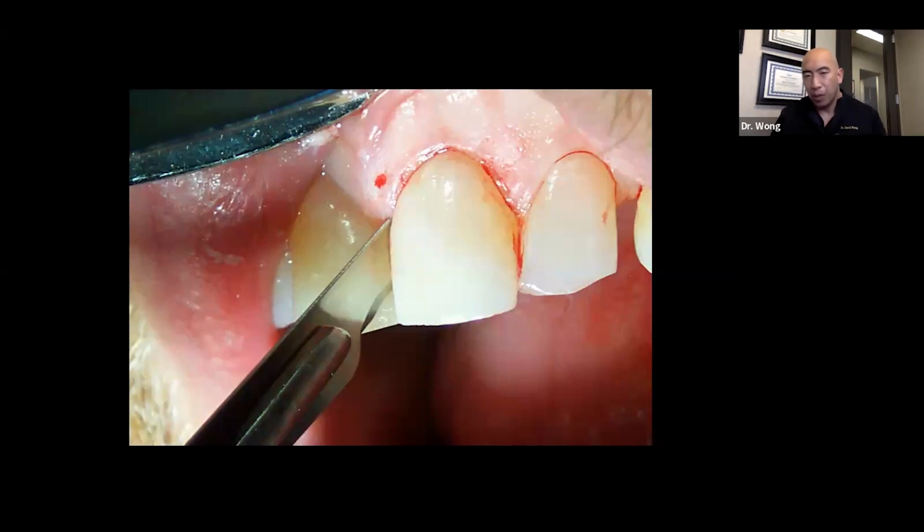Now, after you do that with your 15 blade, your sulcular incision, by the way, is directed at the crest of the bone, and you're just going to walk it all the way around like you're probing the tooth, except you've got a 15 blade in your hand. You're going to probe this, aiming towards the crest of the bone, 360 degrees.